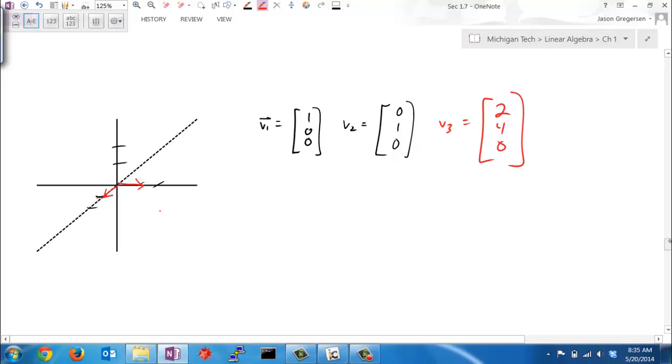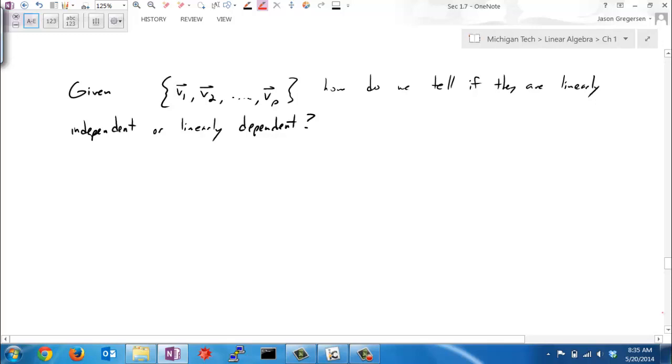All right, so now we have a little idea of why we might want to determine whether a set is independent or dependent. Next question is, how do we do that? How do we tell if a set is linearly independent or dependent? Well, we've already done that one way.